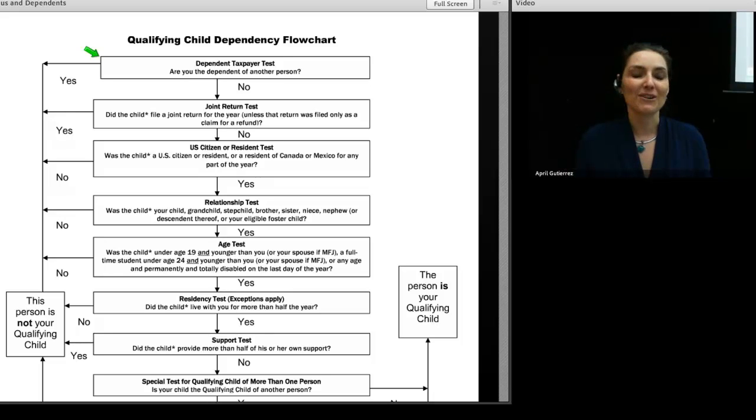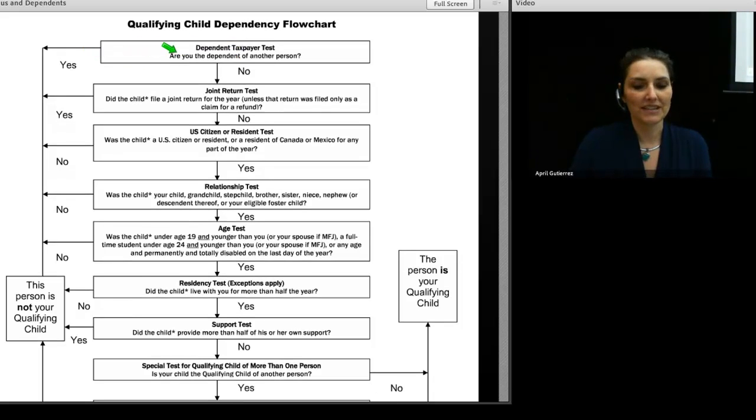So here is the flowchart for a qualifying child. And it is longer than the old flowchart used to be because we have more rules now. So firstly, to have a qualifying child, we have to meet the dependent taxpayer test. Are you the dependent of another person? If the answer is yes, then you do not have a qualifying child.